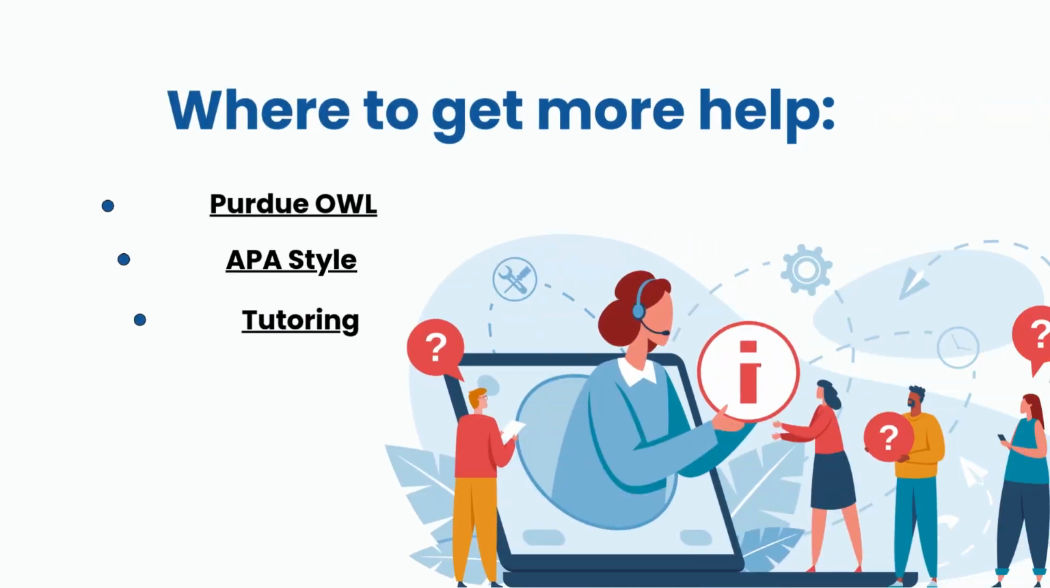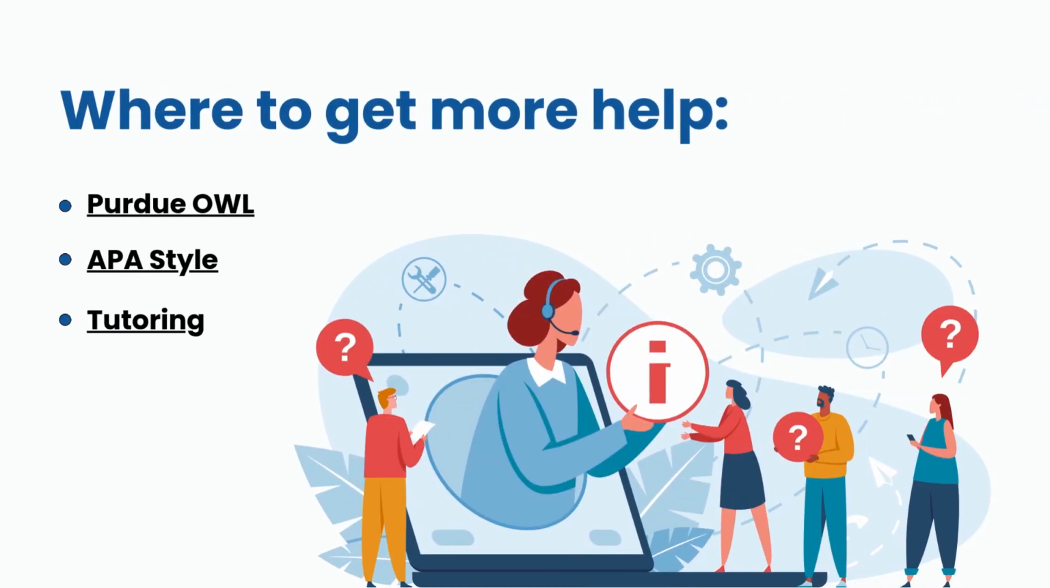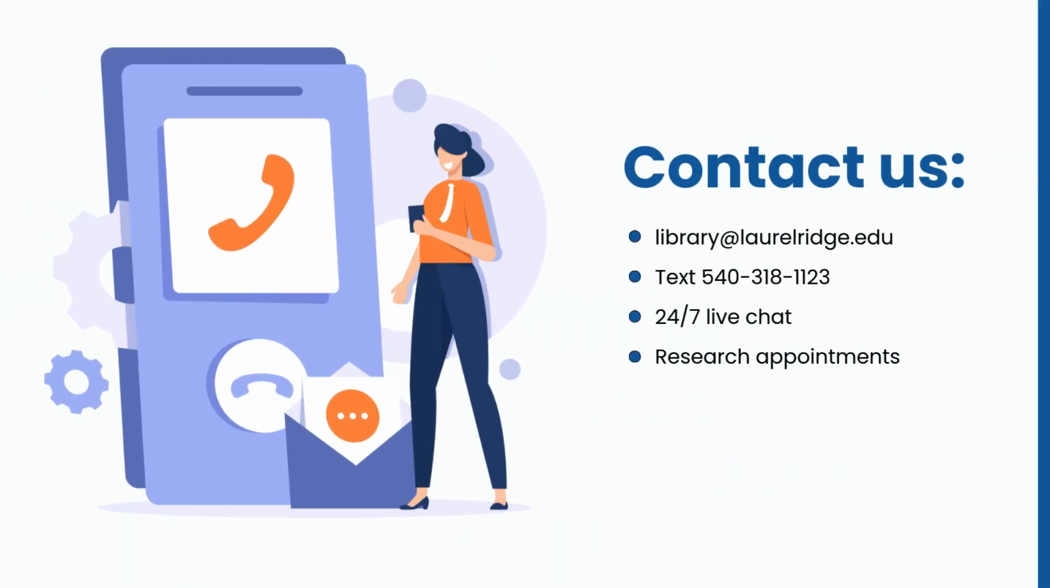If you need help with your citations or want to double-check their accuracy, there are a number of resources available. Websites like Purdue OWL and APA Style provide examples of up-to-date citation formatting for multiple sources like books, articles, websites, YouTube videos, and more. You can also visit laurelridge.edu/tutoring to connect with our tutors who can offer feedback or paper reviews. If you need further help, feel free to reach out to the library.